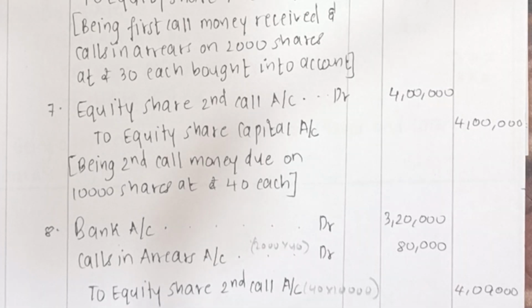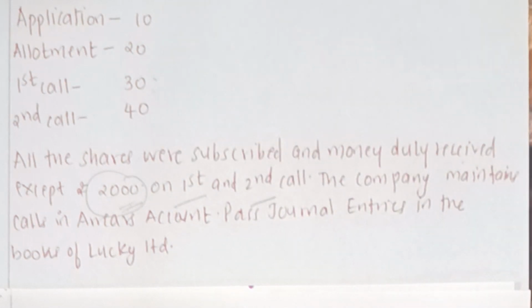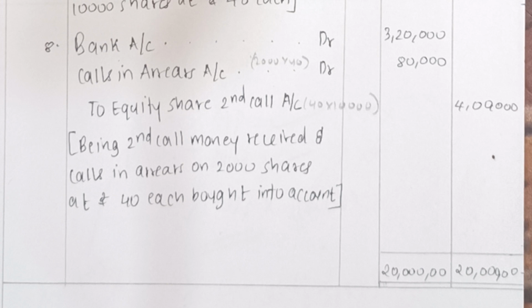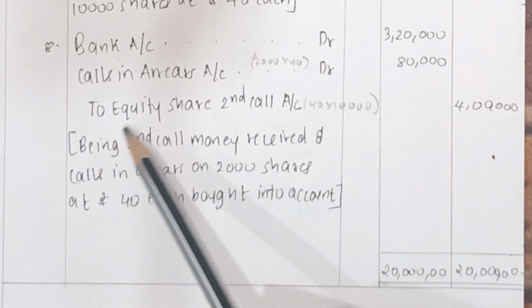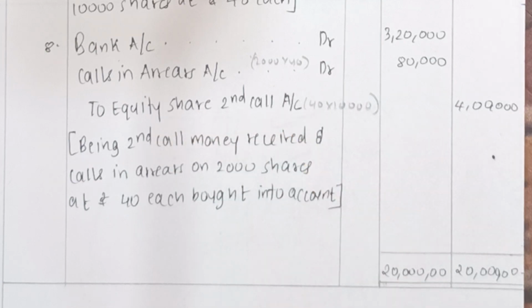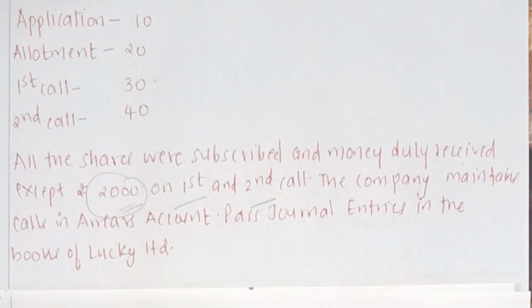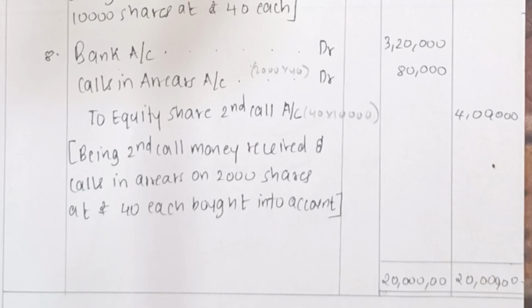equity share capital account. We get 4 lakhs and 4 lakhs. So 40 into 10,000 will give you 4 lakhs. Alright. Now moving on to the eighth entry where we record the calls in arrears. So bank account debit, calls in arrears account debit, equity share second call account. So how did I tell you all to solve the sixth entry? We start by solving equity share second call account first. So here you see the rate is 40. 40 into the issued shares, that is 10,000 into 40, it will give you 4 lakhs.